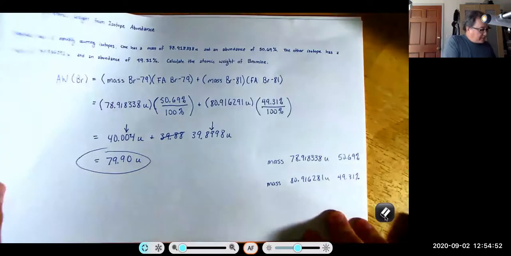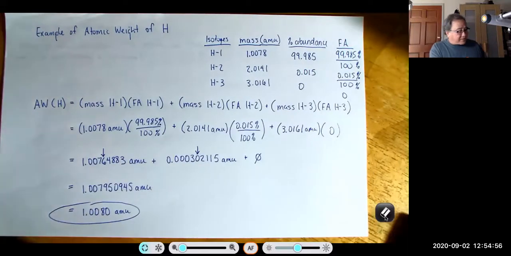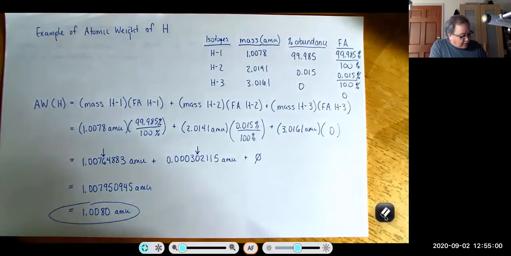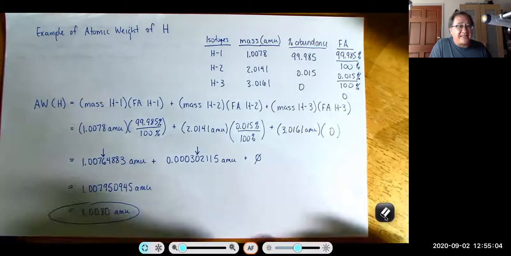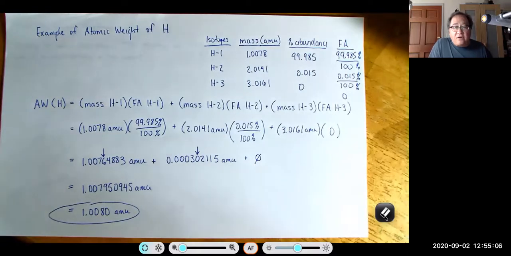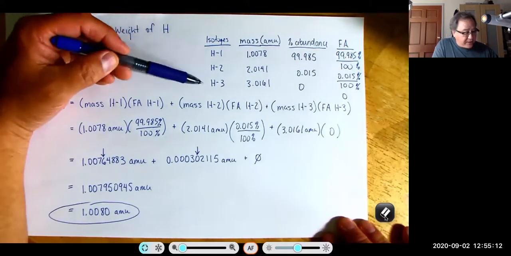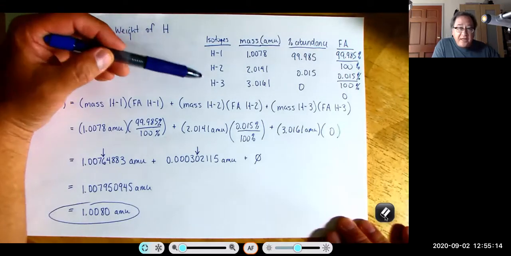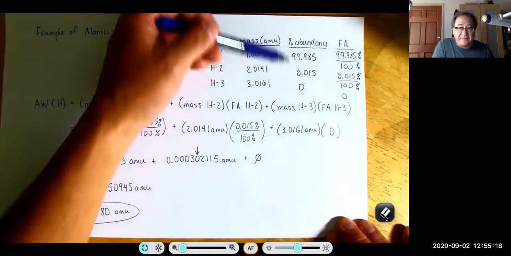Okay, so here's another example. I'm going to leave this up here for just a minute. I'm not going to show you how I figured all of this out. This is just another example of showing you the type of work I'm expecting and where to round appropriately. Now, there are 3 isotopes of hydrogen, H1, H2, and H3. Here are their masses in AMUs, and here's the percent abundance of each.